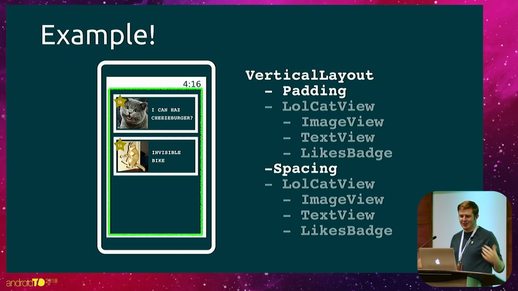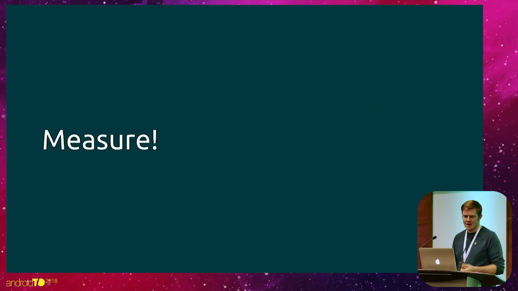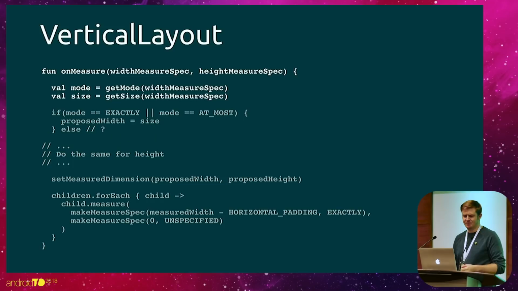So we write a linear layout. It has some concept of padding and spacing, and it has children views, like a LolCatView. This has an image view, which is a static size, a text view, which is variable, and then a likes badge, so you can tell how many people like this cat. So how do you go about creating the thing fully in code, no XML, no layouts, nothing like this? First thing is the measurement phase.